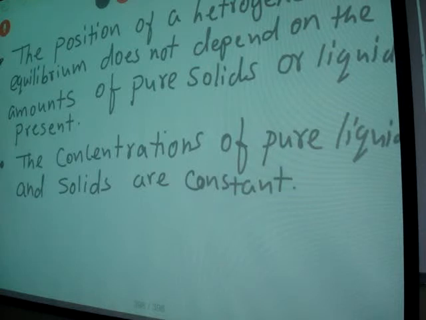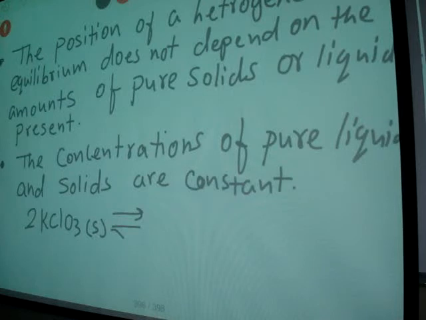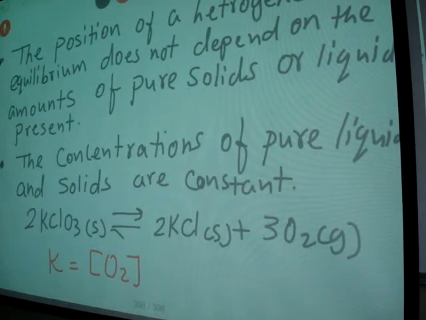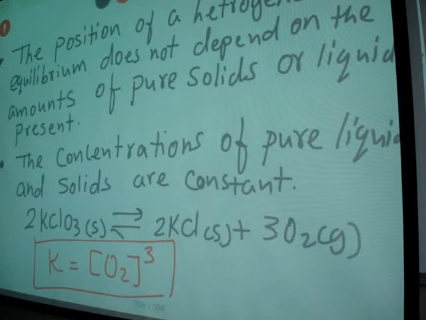Okay, I'm going to give you an example. Remember previously we took 2 moles of KClO3 solid which decomposes and which is in equilibrium with 2 moles of KCl solid and 3 moles of O2 gas. Now when you write the equilibrium expression for this equation, you can write it only for O2 because of the gas concentration. That's how you can write the equilibrium constant expression.